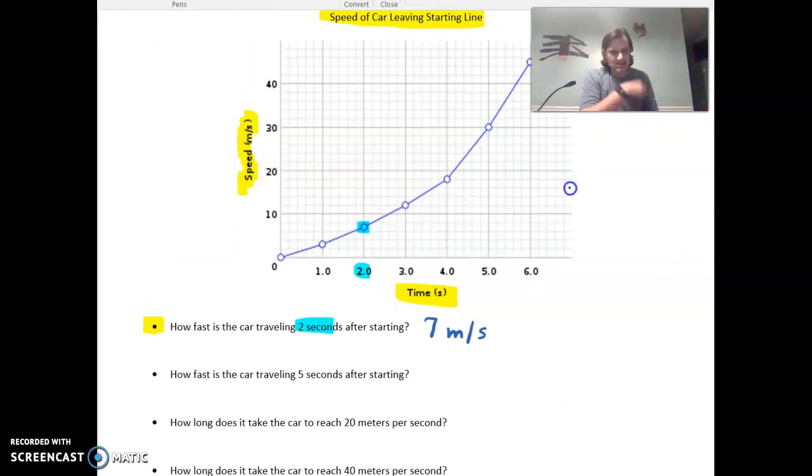Okay. The next one, let's see here. How fast is the car traveling 5 seconds after starting? So let's see here, 5 seconds. So we'll come over to 5. And I just want to come up here to where it touches. So at 5 seconds, we have 30 meters per second.